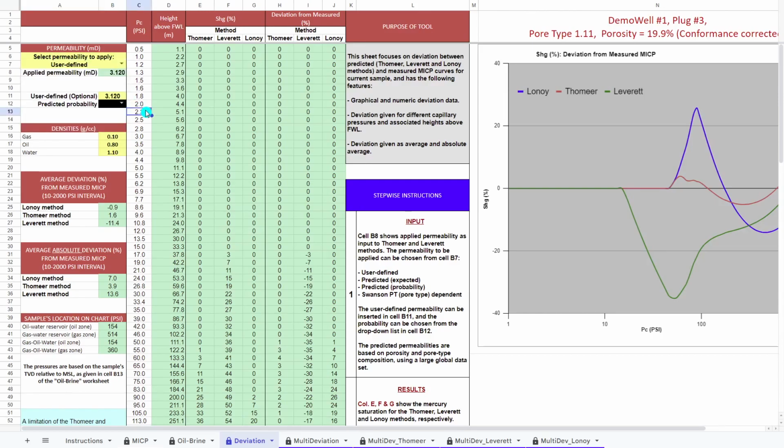The user-defined permeability, which usually is a measured value, can be entered into cell B11. The predicted values are automatically derived from other prediction tools in CARP. If predicted probability is selected, the probability can be selected from cell B12.